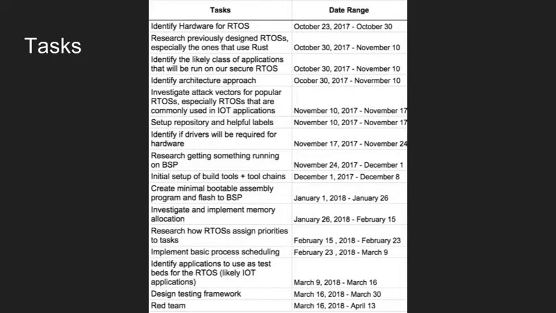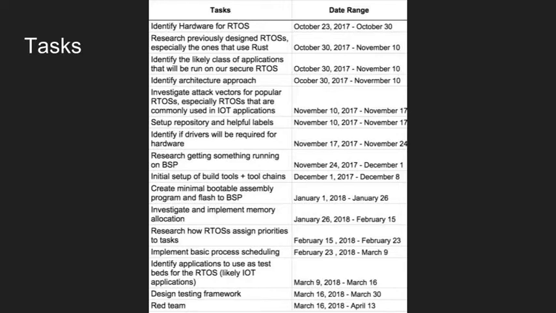We've broken down the production of our real-time operating system into a series of tasks, the first of which is identifying a target hardware for our real-time operating system to run on. Next, we'll be researching previously designed real-time operating systems to identify the common architecture approach that the industry has taken, especially for those operating systems actually built in Rust. We'll then be researching attack vectors and common attacks that happen on real-time operating systems, especially the ones used in IoT applications. In order to get something running, we'll then be researching the board support package and getting a small bootable assembly program flashed to the chip.